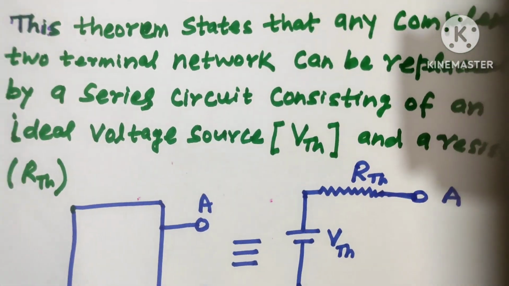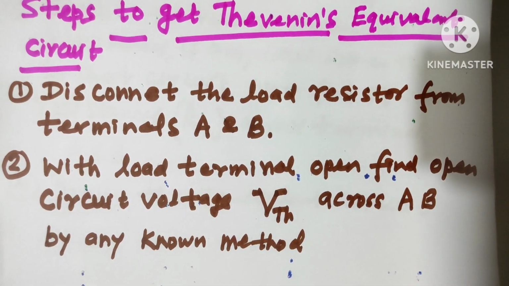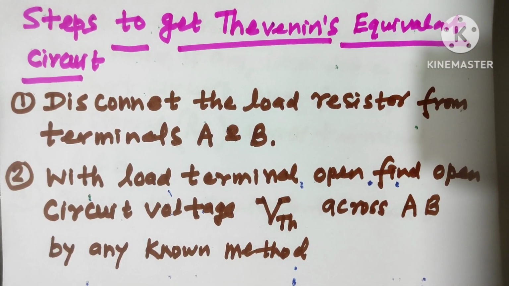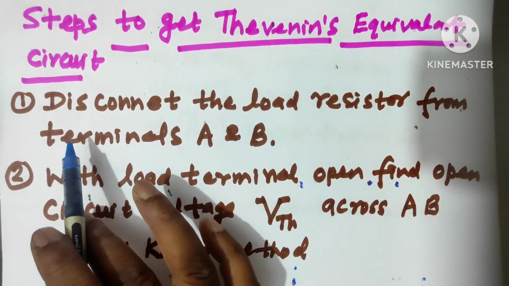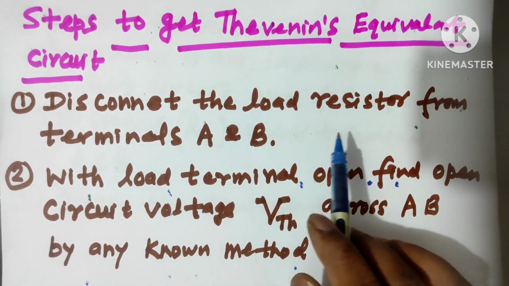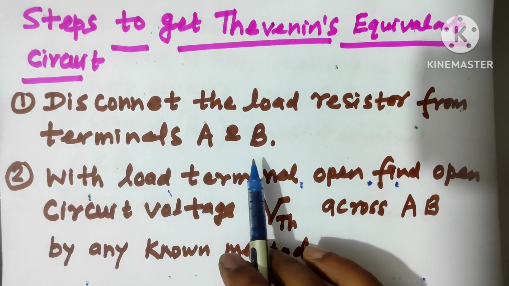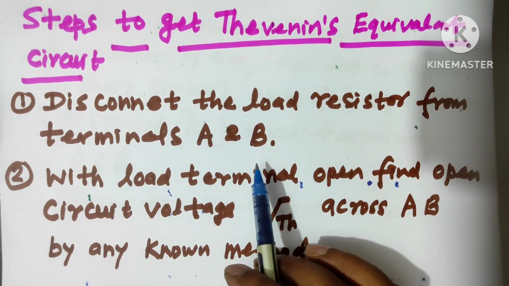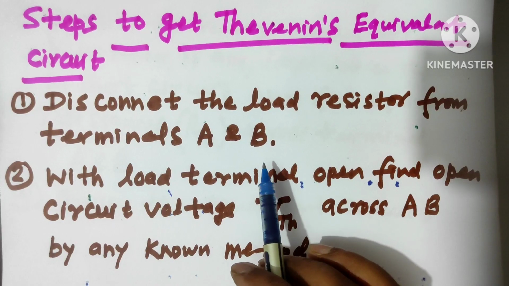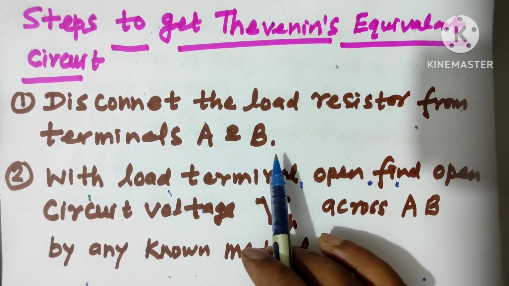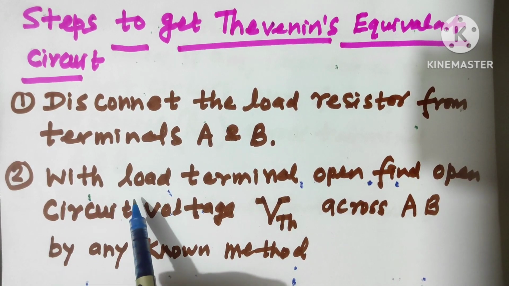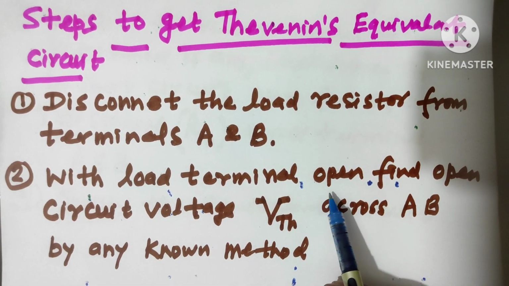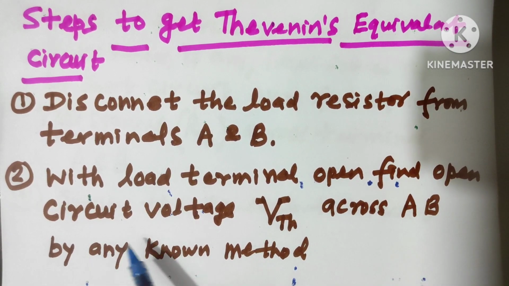So what are the steps we have to apply? These are written here. Steps to get Thevenin equivalent circuit. So these are the steps which you need to follow for applying Thevenin theorem. First, disconnect the load resistor from terminal A and B. As you see terminal A and B in the earlier figure, and later we will discuss a question where it will be clear to you. And step 2, with load terminal open, find open circuit voltage.